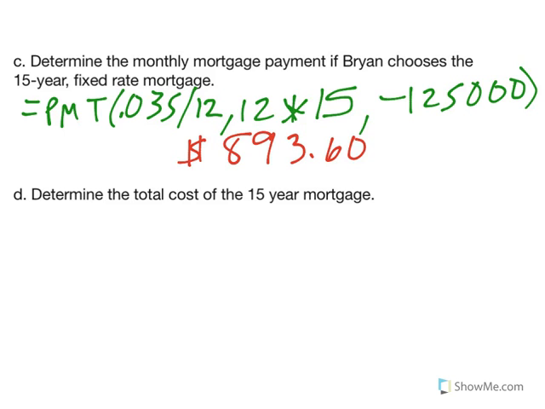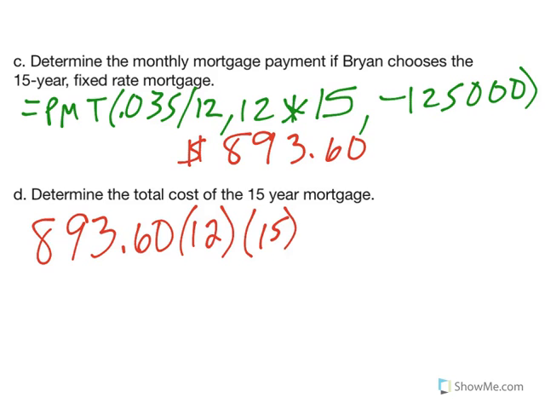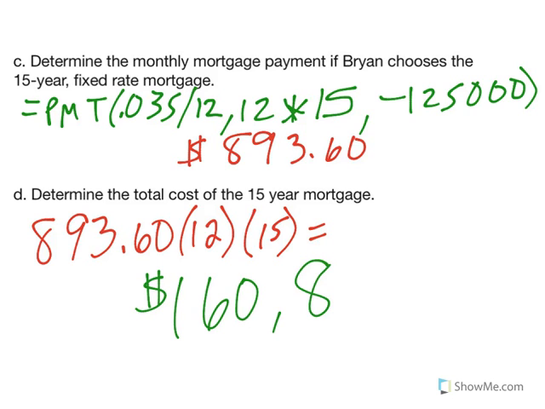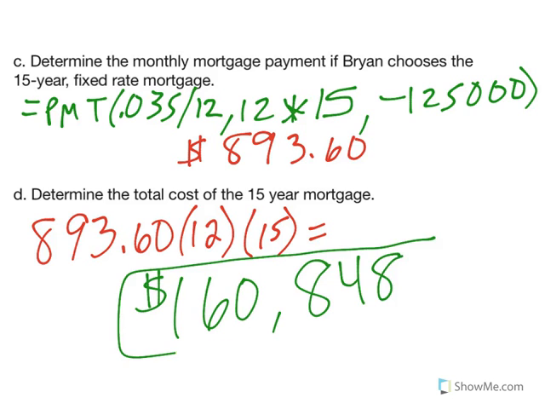Which might, if you can afford that, that's fantastic because you're going to save yourself money in the long run, right? It's going to cost you more per month, but over the course of the mortgage, you're good. So $893.60 per month, 12 months in a year, 15 years in the mortgage. So when I multiply those together, Brian and his family will pay $160,848 over the life of the loan.